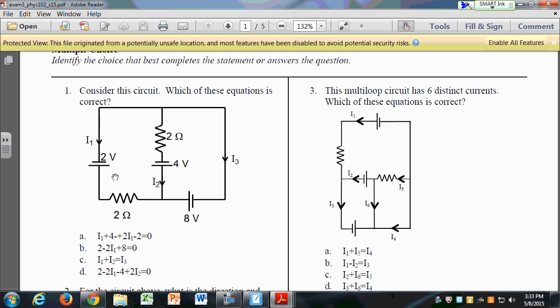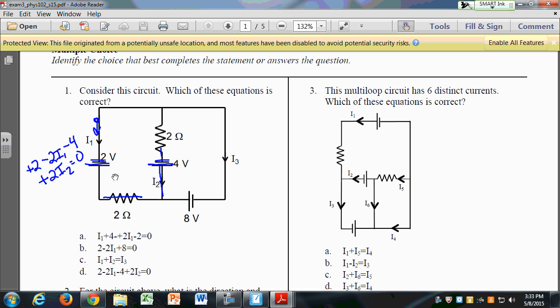So if I were to rewrite the equation for that left loop, starting here and going in this direction, I would have plus 2 because I'm going from big to little, minus 2I1 because I'm going with the current, minus 4 plus 2I2 equals 0. Minus 4 because I'm going from big to little, and here plus 2I2 because I'm going against the current. Might want to revisit those rules in your notes about how we determine the sign of the potential, because you'll definitely see a couple problems like this.